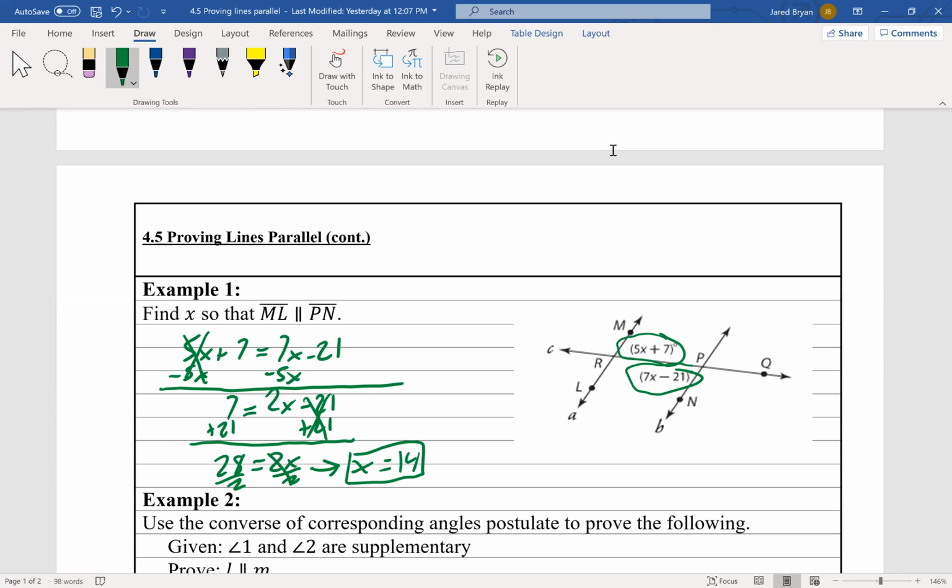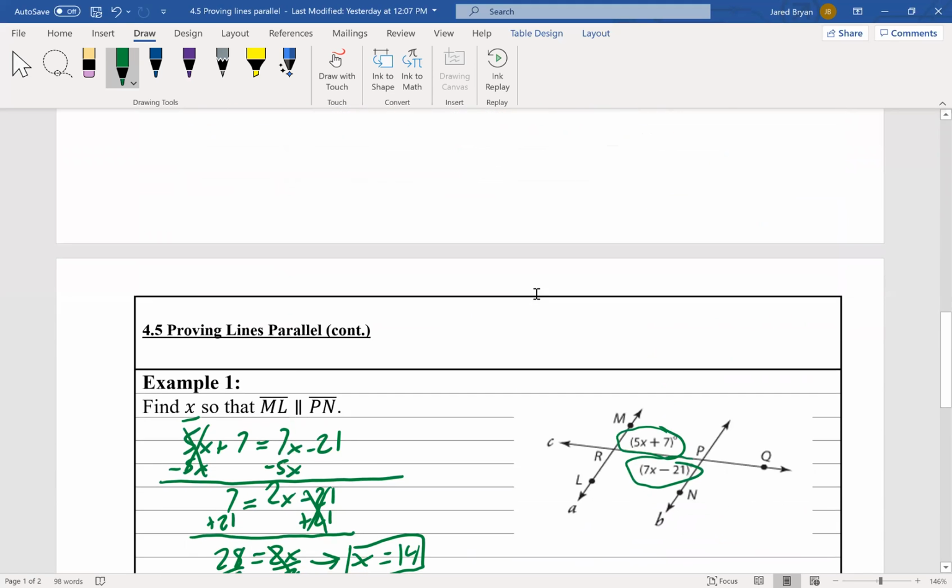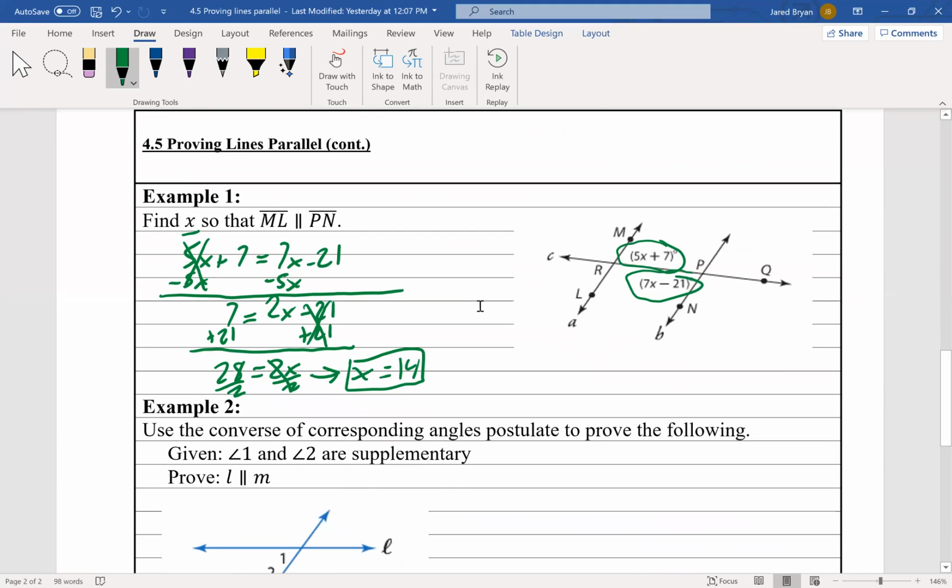Okay, so final answer here, x equals 14. And that's what we were trying to find, so I don't need to plug it back in. If we were to plug it back in, we could double check, and we would see that these two angles are congruent. And so by the theorem that we wrote down earlier, the converse of the alternate interior angles theorem, if they were congruent, then the lines would be parallel. So that would be the process that I would go through. The setup of these problems is pretty much the exact same. It's just the concept that is a little bit different.